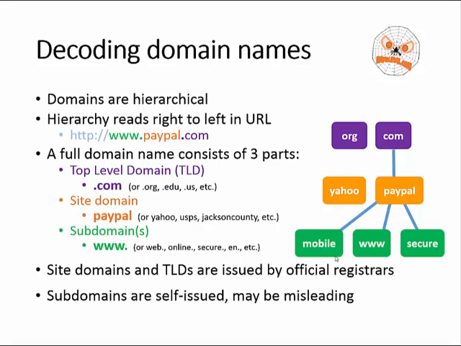Now, site domains and top-level domains are issued by official registrars, so you can pretty much trust that they are what they are because there's somebody watching over that. Subdomains, on the other hand, are self-issued, so whoever owns PayPal.com can put whatever subdomains they want on it, which means they can use them to mislead.